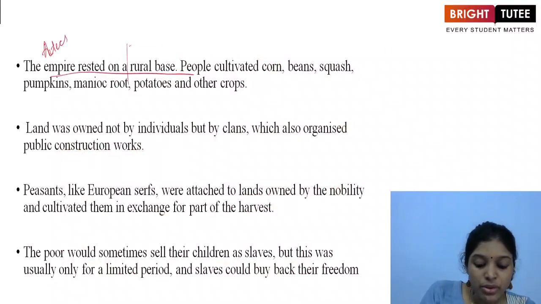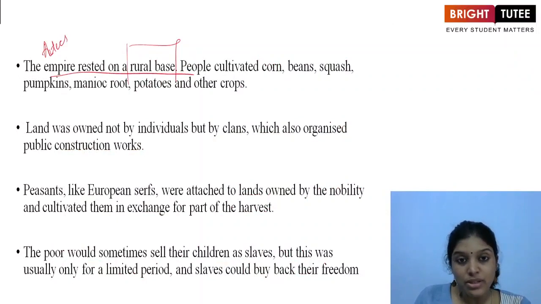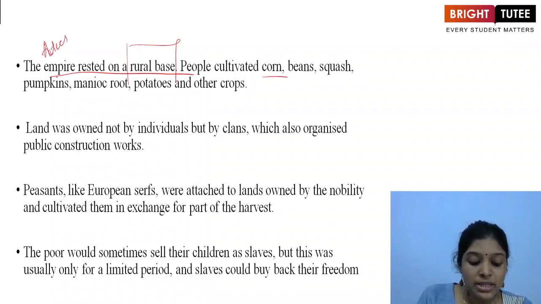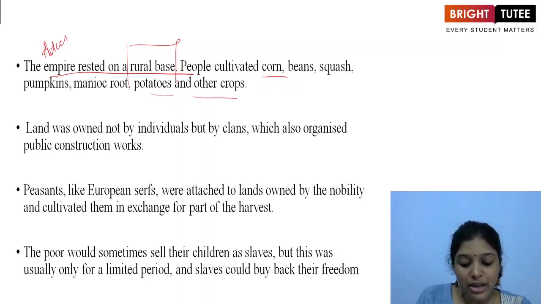And we see that the Aztec empire rested on a rural base. Although it was an urban economy, it had its foundation on a rural base. People cultivated corn, beans, squash, pumpkins, manioc root, potatoes, and other crops. So these were the important crops grown in this kingdom.